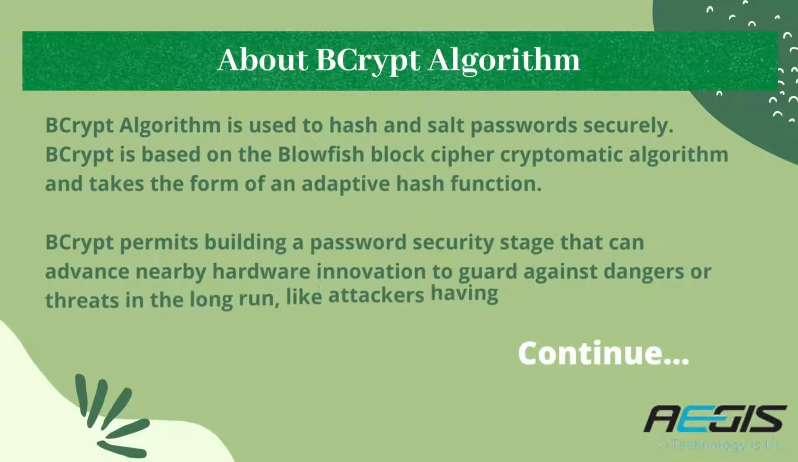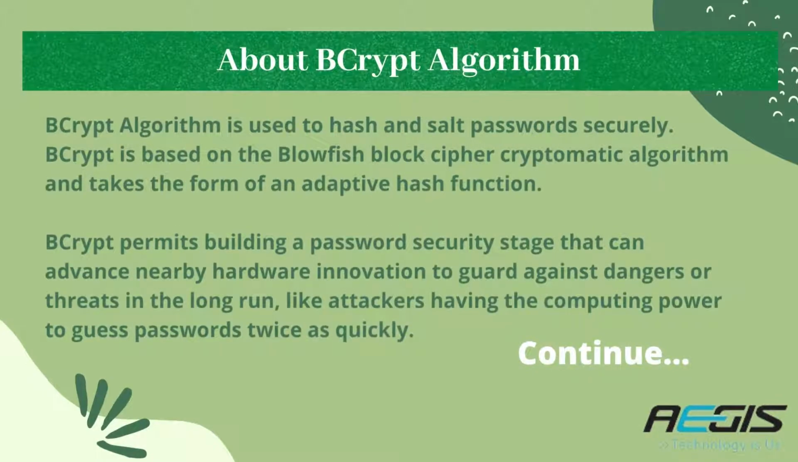The Bcrypt algorithm is used to hash and salt passwords securely. Bcrypt is based on the Blowfish block cipher cryptographic algorithm and takes the form of an adaptive hash function. Bcrypt permits building a password security stage that can advance alongside hardware innovation to guard against threats in the long run, like attackers having the computing power to guess passwords twice as quickly.